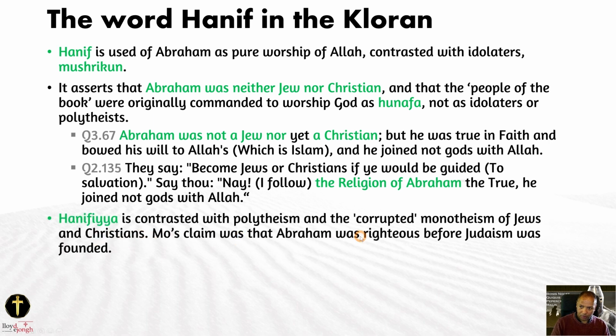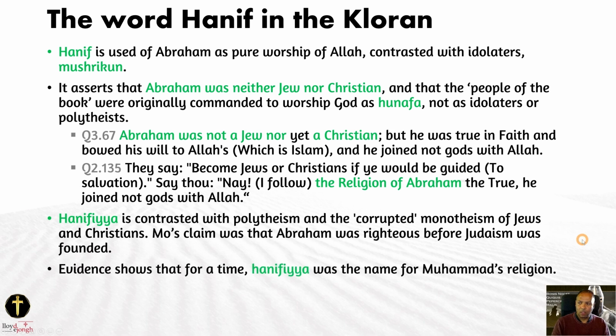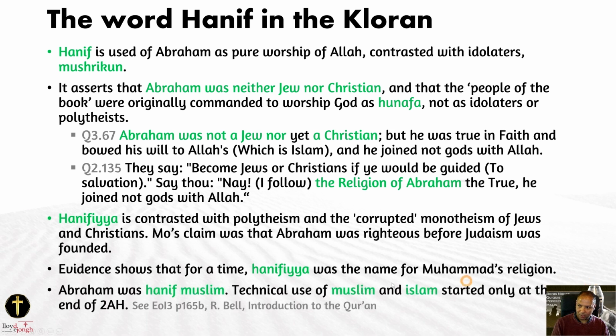Hanafiya is contrasted with polytheism and the corrupted monotheism of Jews and Christians, and most claim that Abraham was righteous before Judaism was founded. Now, if Abraham was righteous, then Abraham was a practicing pagan, practicing Babylonian moon worship, because that's the area of the world that he came from. Evidence shows that for a time, Hanafiya was the name used for Muhammad's religion. Well, the Hanafiya, the pagans, again, now we've got a direct connection to this paganism. And Abraham was Hanif Muslim.